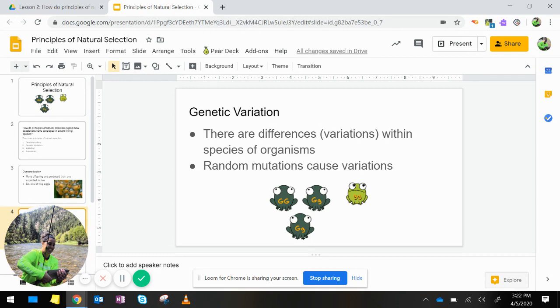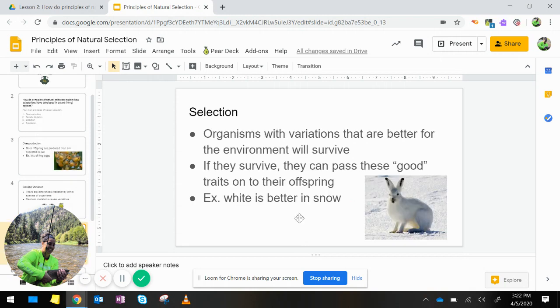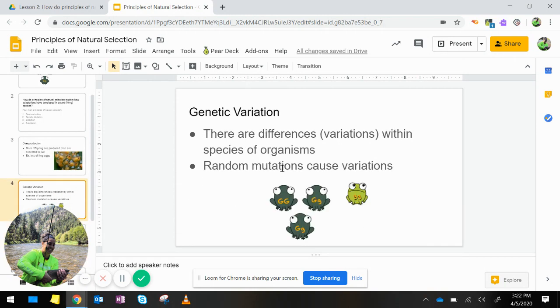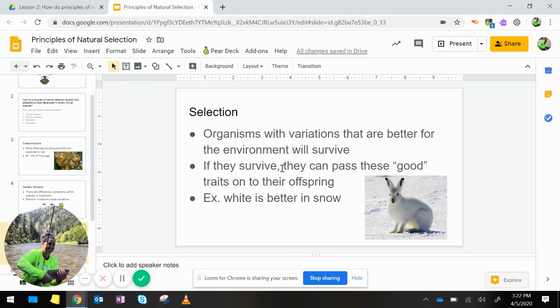And in this case, which organism gets selected for will depend on the background. So that's the next one. Genetic variation just means you have these differences. Selection means that organisms with variations, with differences, that are better for the environment will survive. If they survive, they can then pass these good traits on to their offspring.